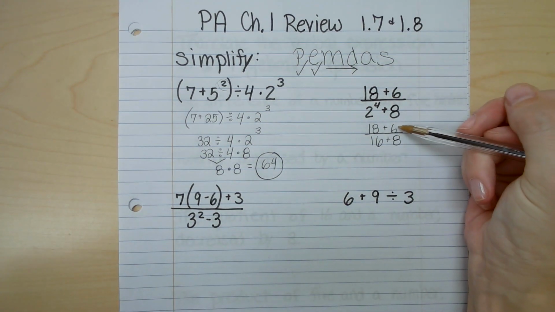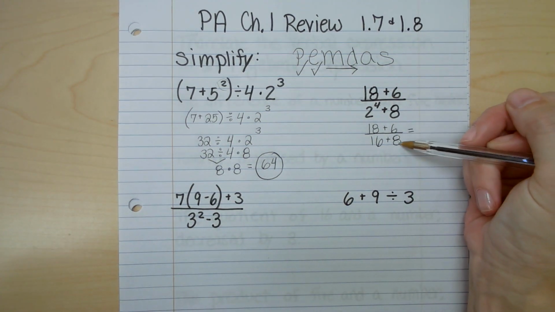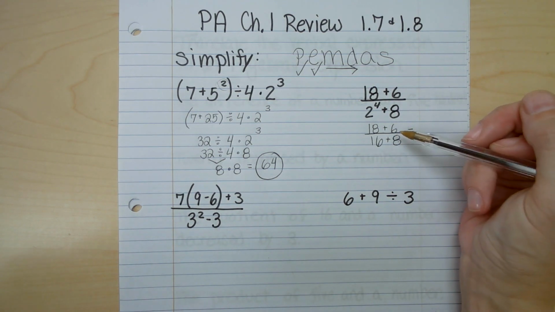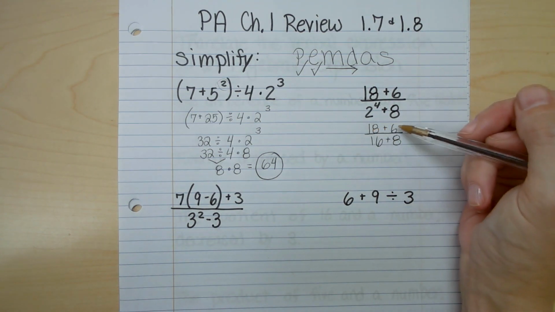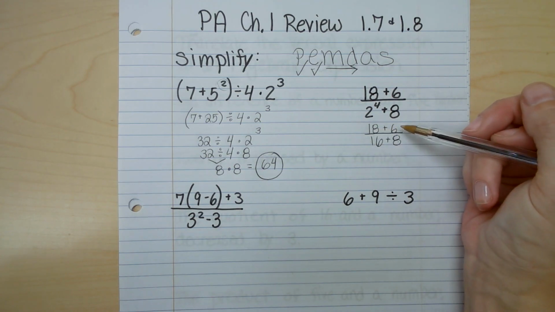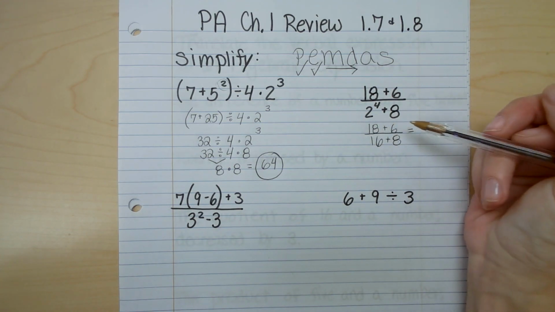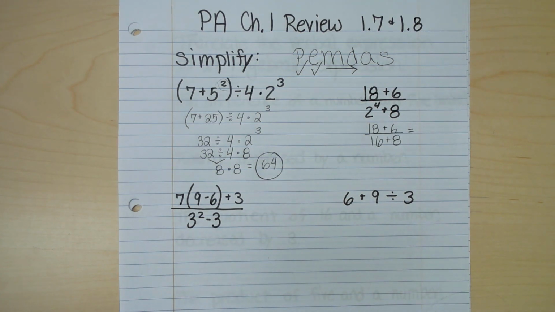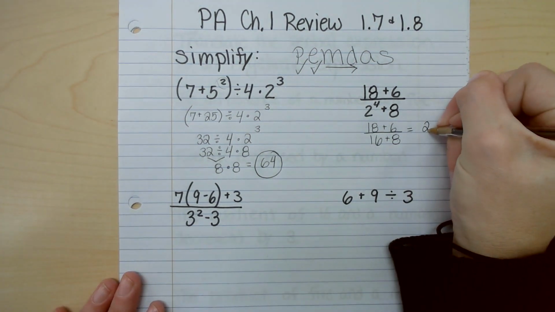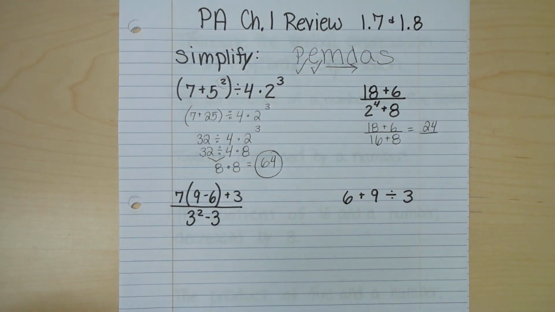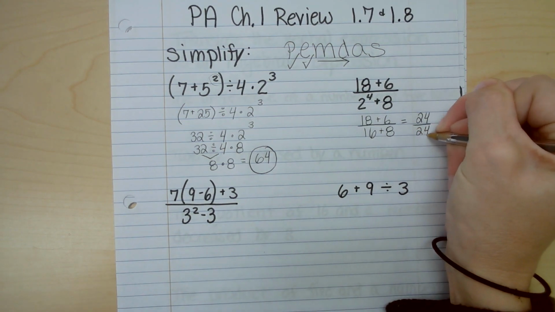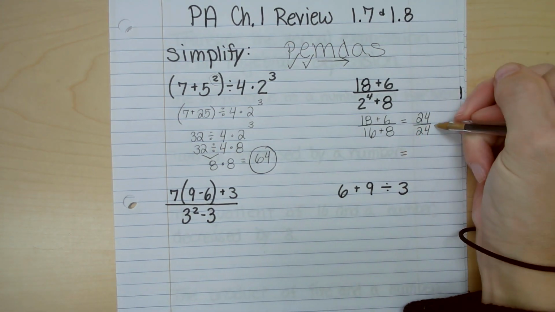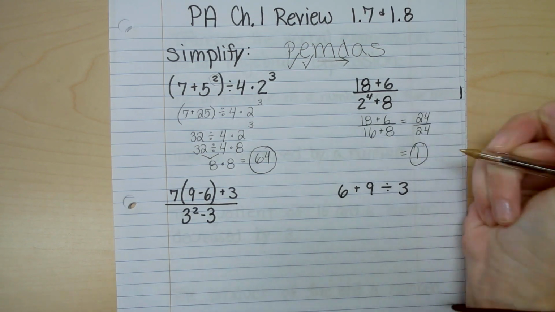Now, I look at these two pieces of this equation as being grouped. They have been grouped together as a numerator and a denominator. So I'm going to solve them individually first. So first, I'm going to do 18 plus 6. That gives me 24. And then I'm going to do 16 plus 8. That's also 24. So our answer, 24 over 24, simplifies to 1.